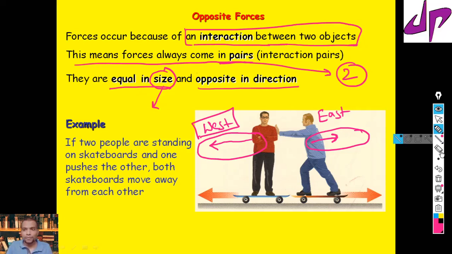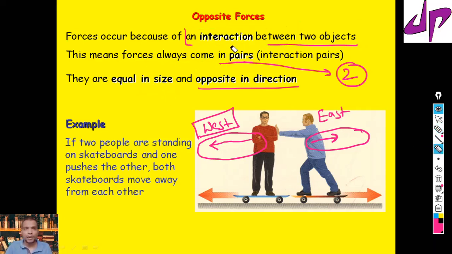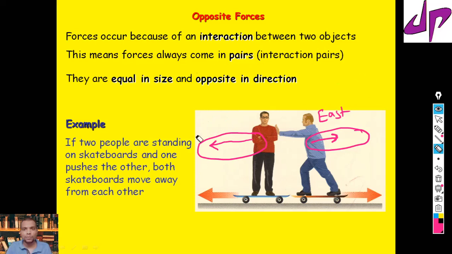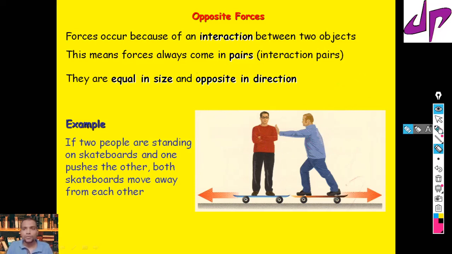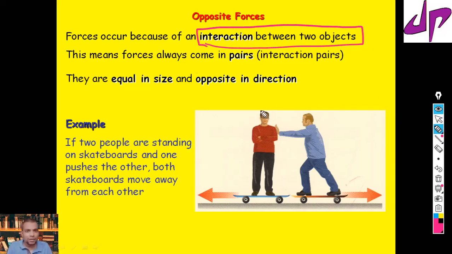Again I am emphasizing this, which means I would like to stress or highlight this point. Force occurs because of interaction between two objects. Force is nothing but interaction between two objects. That is the first important point. And second, force always comes in pairs, and they are both equal in size and opposite in direction.